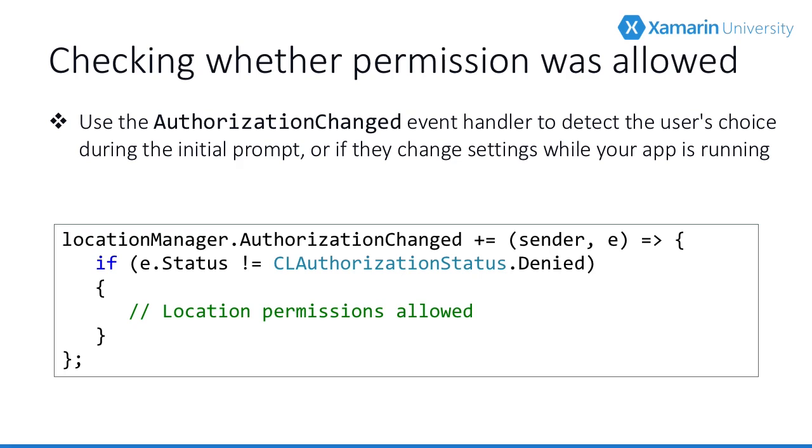So the user's been shown this dialog asking, would they grant our app permission to access their location data? How do we actually find out what the user said? Well, the answer is we subscribe to an event. The event on our location manager instance is going to be authorization changed. As it happens, this event will also be raised in the event that the user actually goes and changes the authorization level through the settings panel. If our app happens to be running at the time, this event will be raised then as well.